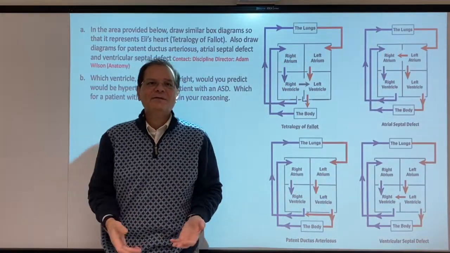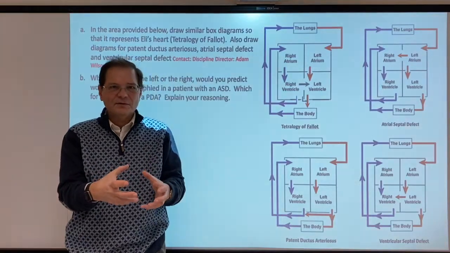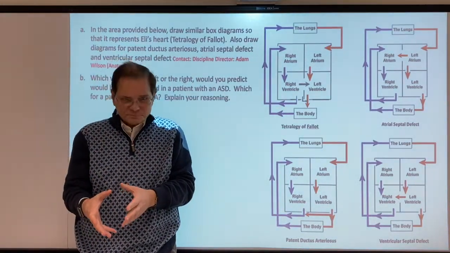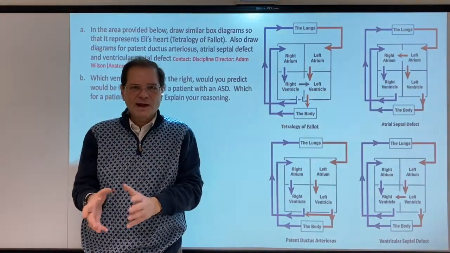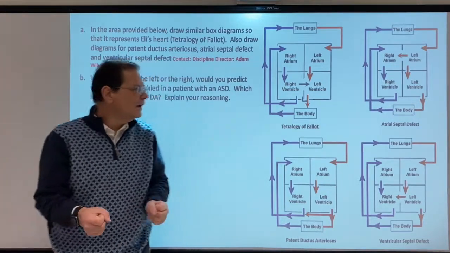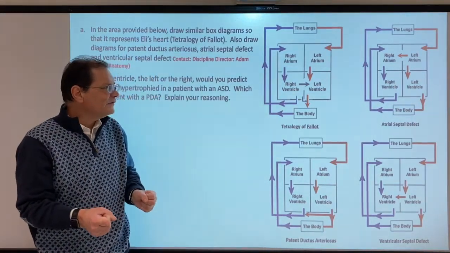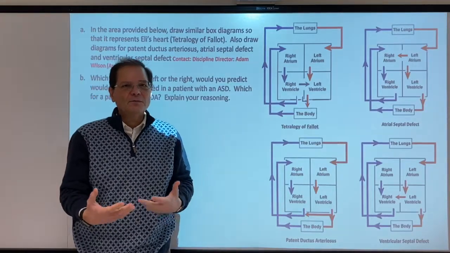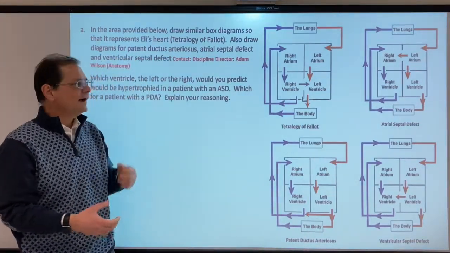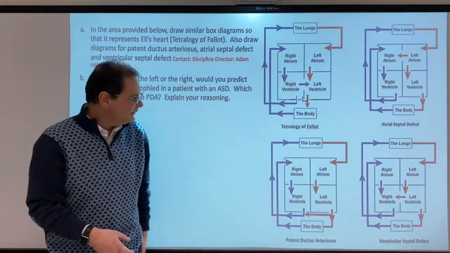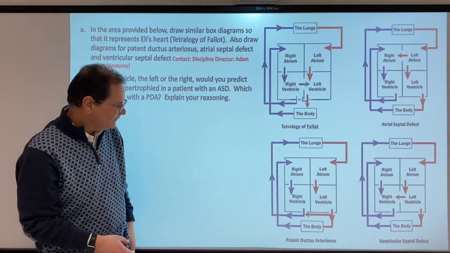So in an ASD, you'll see a larger right ventricle than left ventricle, at least initially, before adaptive changes start to take place. And that's due to the fact that the right ventricle is volume overloaded and it's actually dilating, not hypertrophy, okay? Let's take a look at PDA.